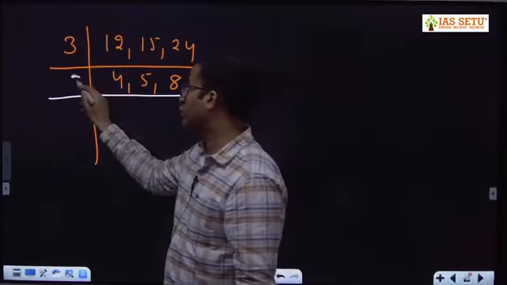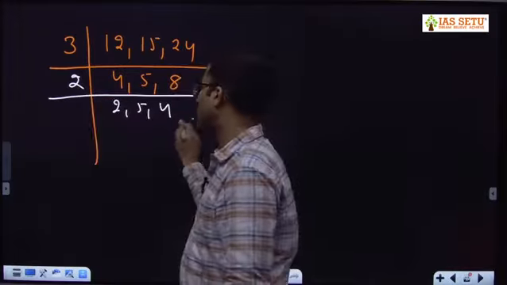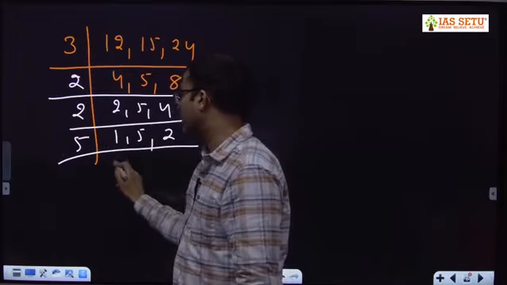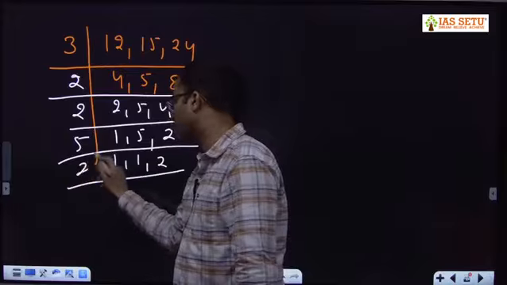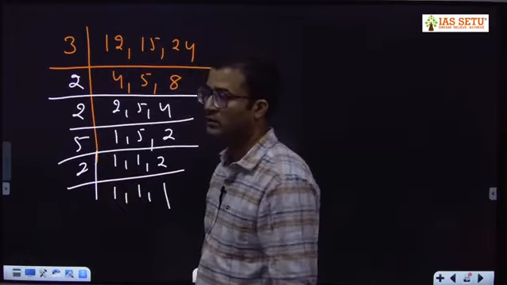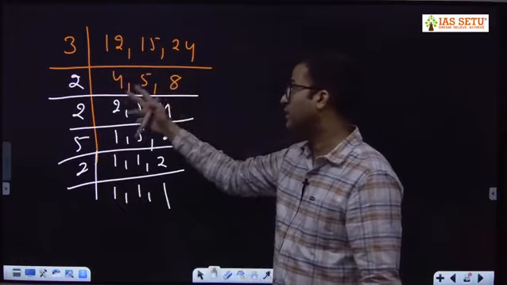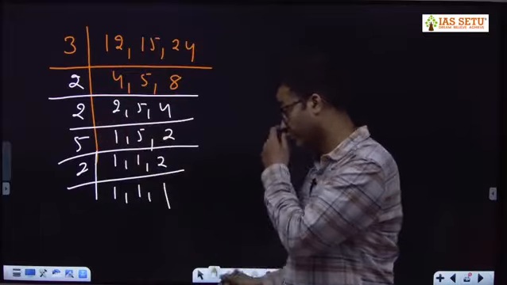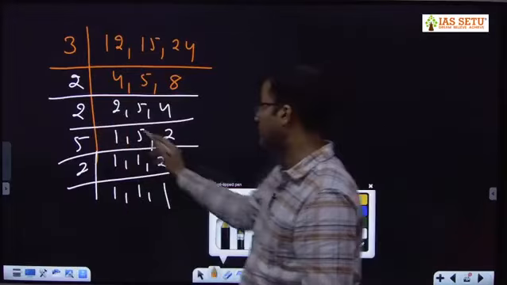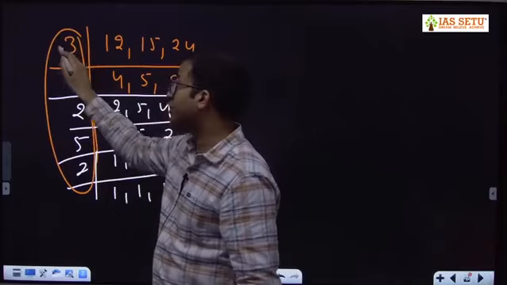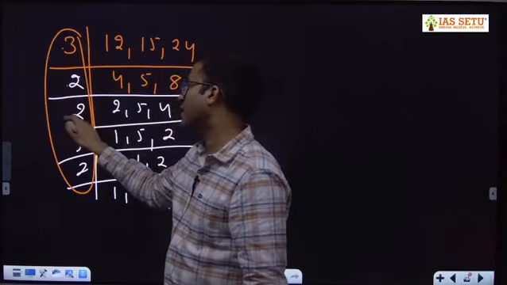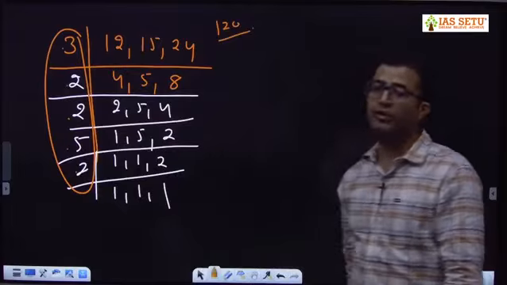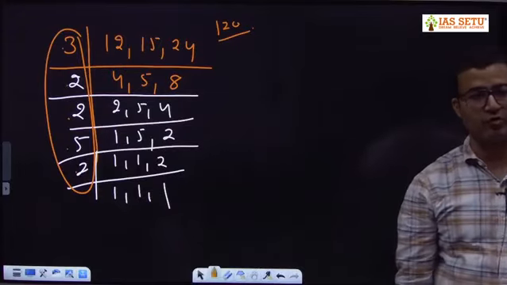So you take 2 common, 2, 5, 4. Again take 2 common, 1, 5, 2. So here 5 common, 1, 1, 2. Then 2 common, 1, 1. First you take 3 common, then 2, then 2, then 5, then 2. Then you multiply these: 3 into 2, 6. 6 into 2, 12. 12 into 5, 60, into 2, 120. So the LCM of 12, 15 and 24 is 120.